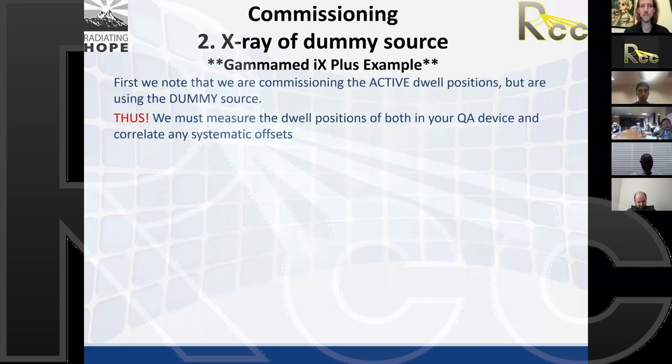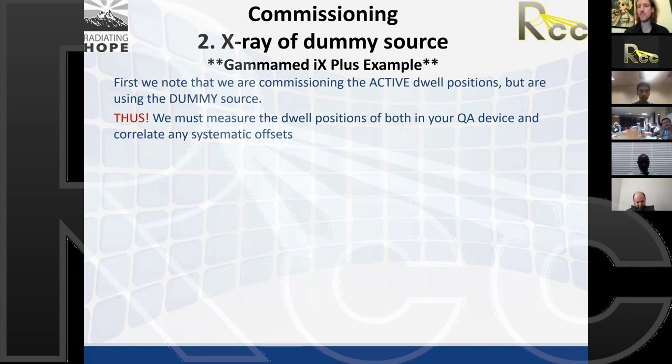Okay, so first we note that we are commissioning the active dwell positions, but we're using a dummy source. These are not the same things. In order to commission the active source, what we're using for treatments, who cares what the dummy source is doing if the active source is behaving much differently? So we're commissioning the active source, but we're using a dummy source to do this. So we must measure the dwell positions of both in your QA device and correlate any systematic offsets.